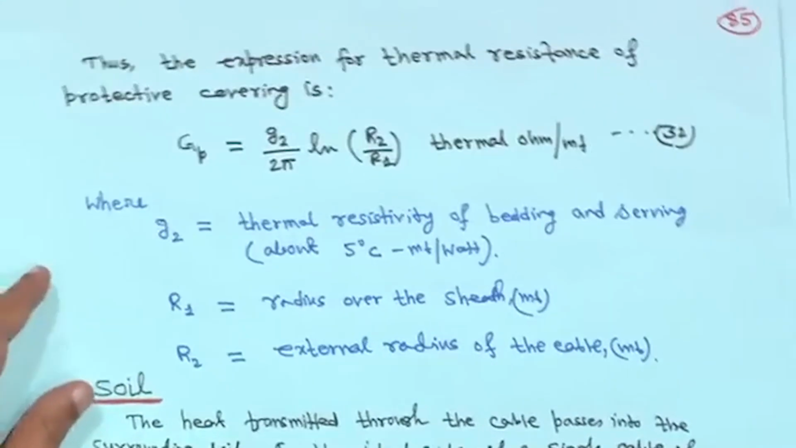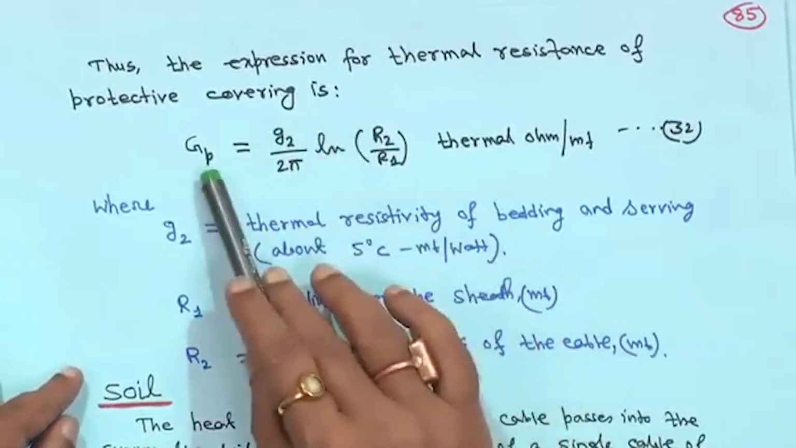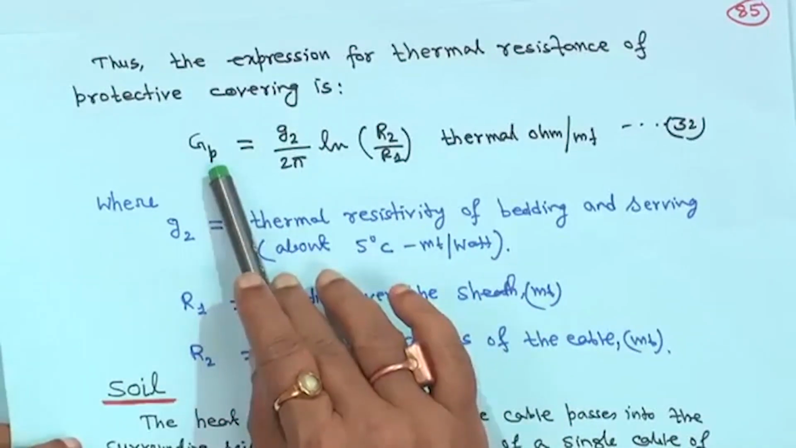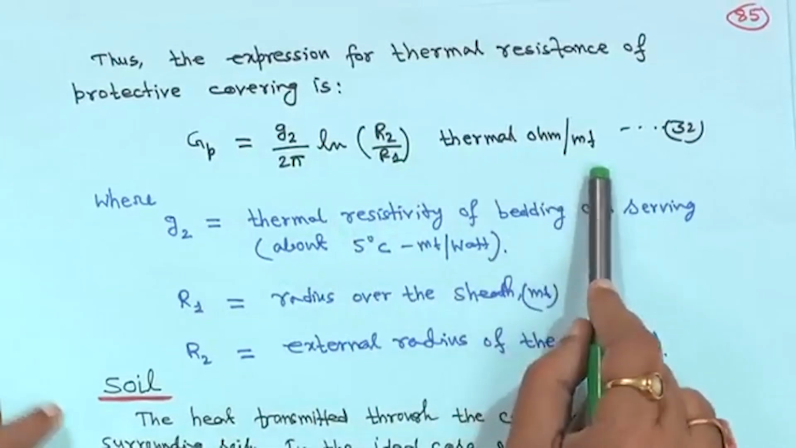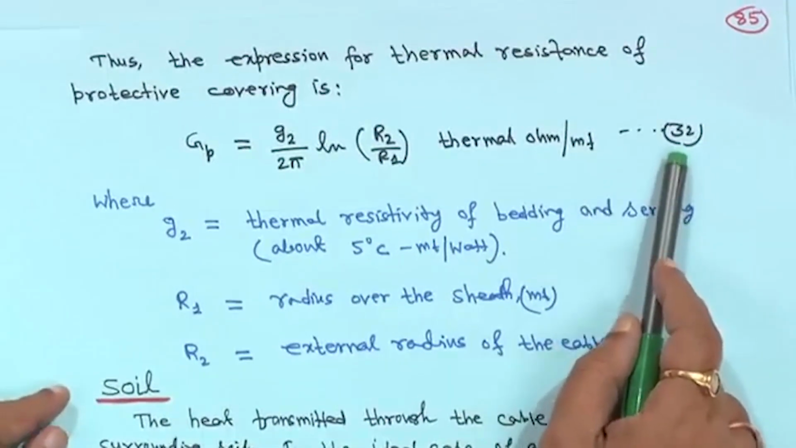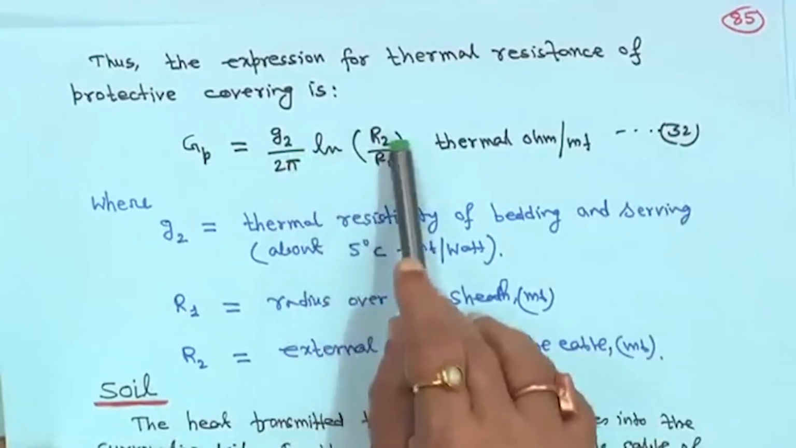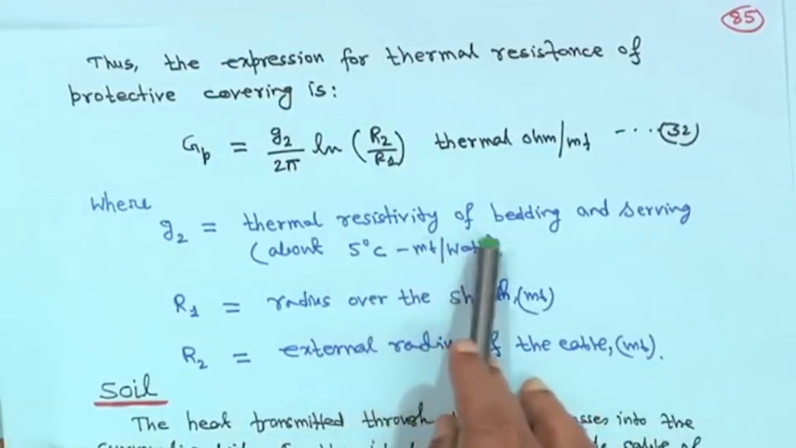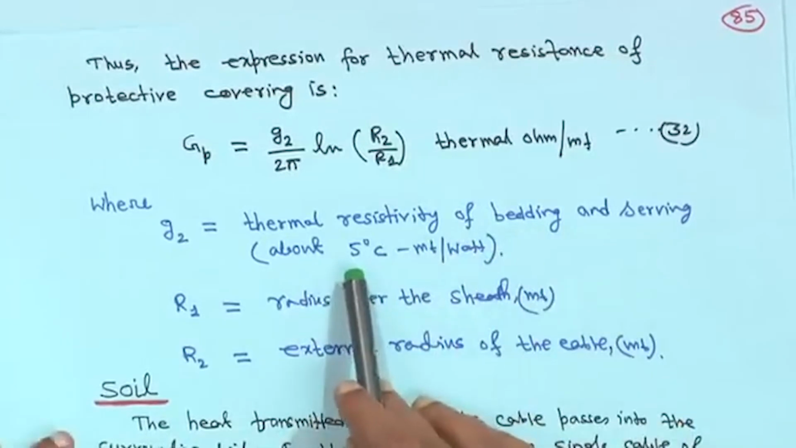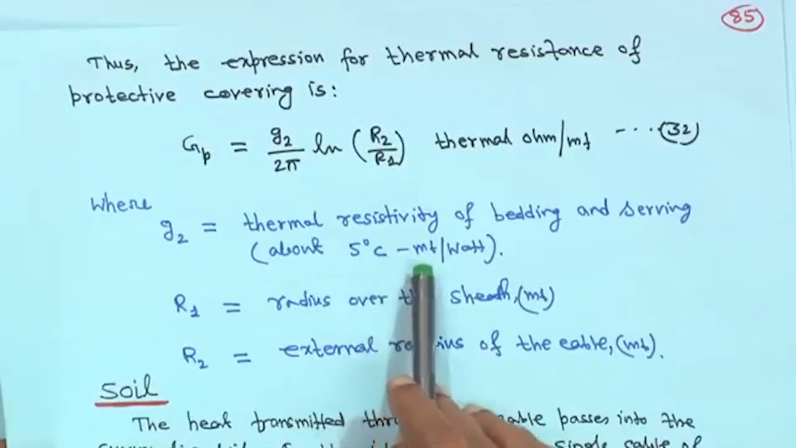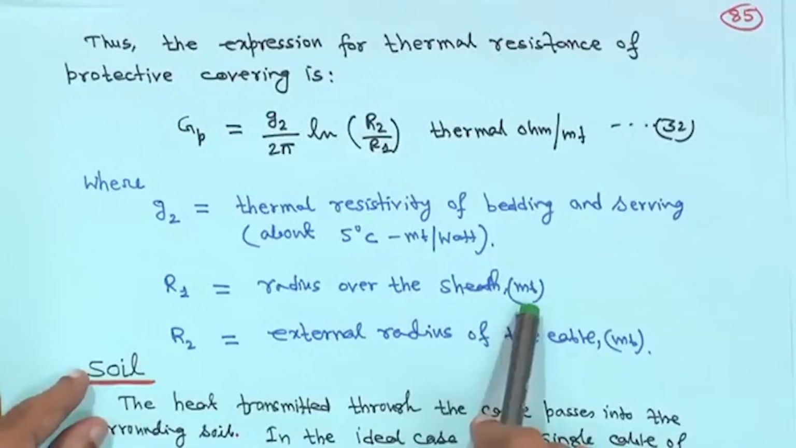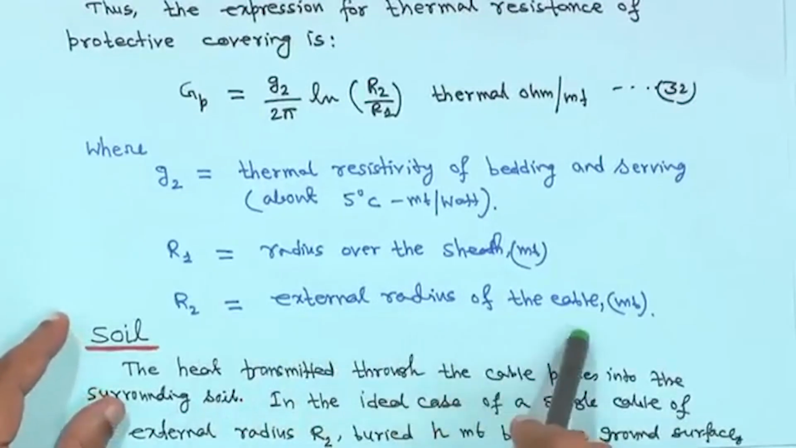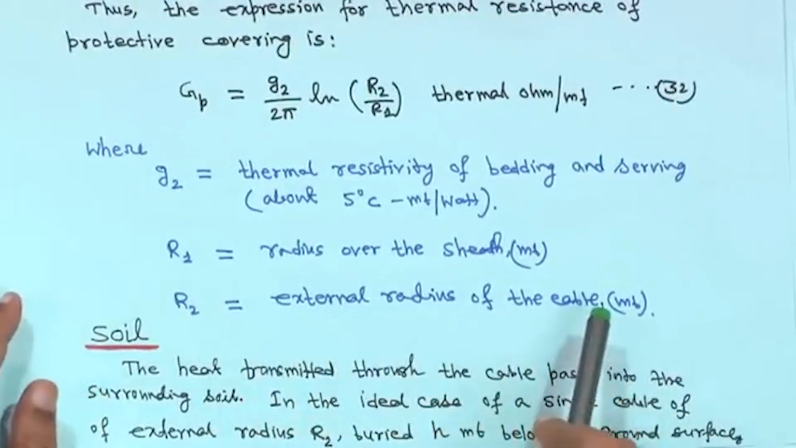Therefore, the expression for the thermal resistance of the protective covering, Gp, where P stands for protective, is G2 upon 2 pi ln R2 upon R1 thermal ohm per meter, analogous to equation 31, only G2, R2 and R1 are different. G2 is the thermal resistivity of bedding and serving, about 5 degree centigrade meter per watt. R1 is the radius over the sheath, in meter, and capital R2 is the external radius of the cable, also in meter.